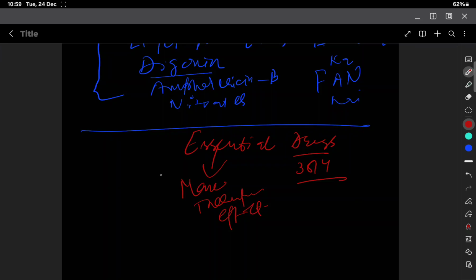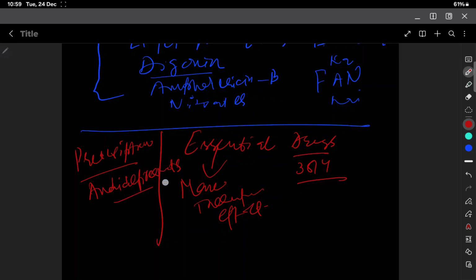Then there is one more term, prescription drugs. Prescription drugs are those drugs which are given only under a medical prescription. For example, antidepressants will only be given by prescription. If a doctor has prescribed that drug to you, then only you can take that drug.